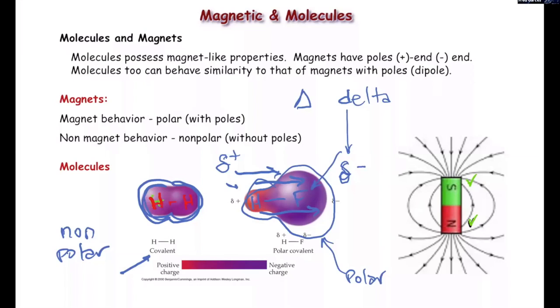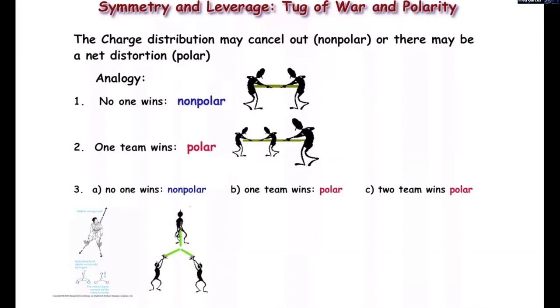Okay, so keep that in mind. That's the basis by which we're going to determine whether a chemical is polar or non-polar. So the way we figure that out is that if there's two atoms pulling against each other, then there's no winner in this tug of war analogy. I like to use something that you guys can relate to. That way you can visualize what's going on. So when there's no winner for this tug of war for electrons, then we say it's non-polar.